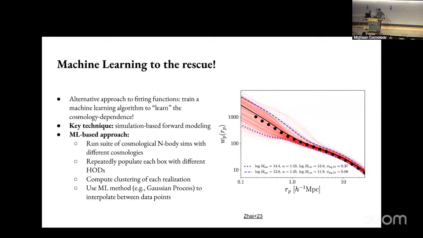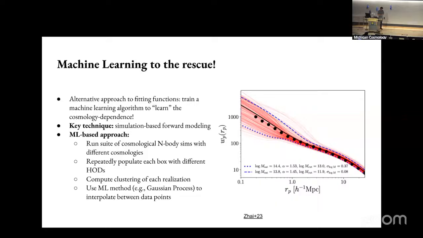So machine learning is the answer that has emerged in the field to address this problem. This is an alternative to a fitting function approach. In this approach to doing cosmological inference of the galaxy halo connection, you make no attempt to write down an analytical description of halo bias or halo mass function at all.